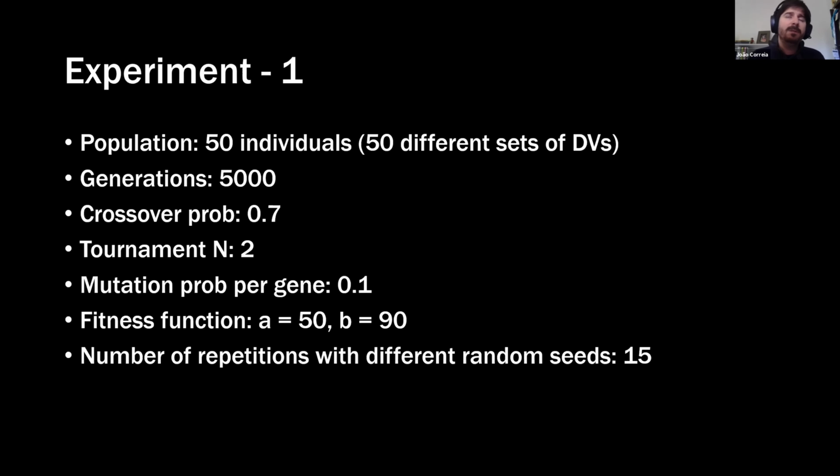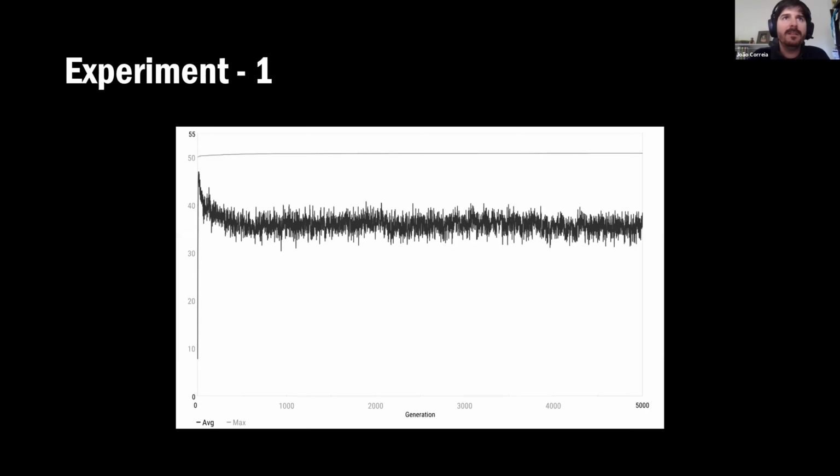One phase was just running the algorithm for some generations with 50 individuals. These are some of the parameters. You can check more in the paper. With our first experiment, we tried this and we got something like this. And we thought, this is going to be harder than we thought.